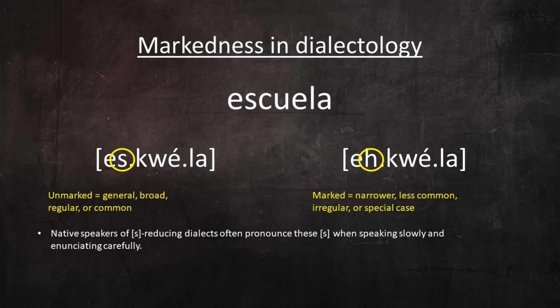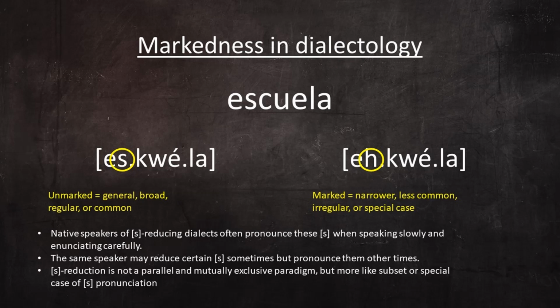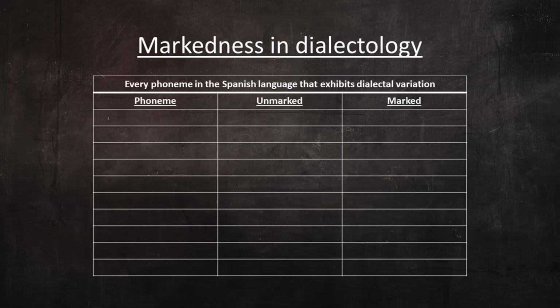The simplest and most straightforward is that native speakers of S-reducing dialects often fully articulate these S's when speaking slowly and enunciating carefully. The same speaker may reduce certain S's sometimes, but pronounce them other times. So S-reduction is not a parallel and mutually exclusive paradigm, but more like a subset or special case of S pronunciation. This is only one of several ways that we know that from the standpoint of dialectology, S reduction is the marked form.